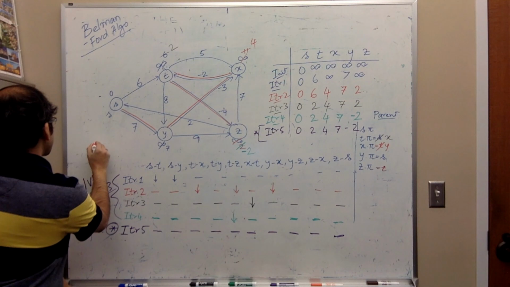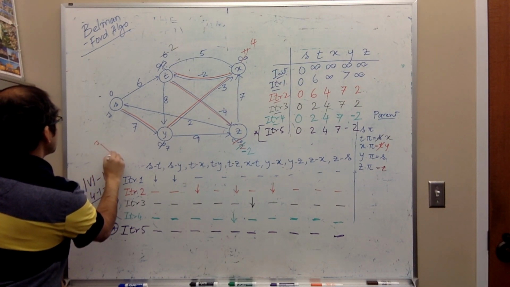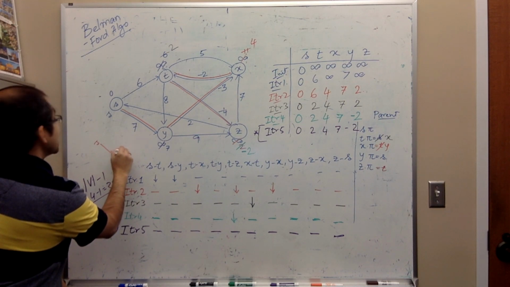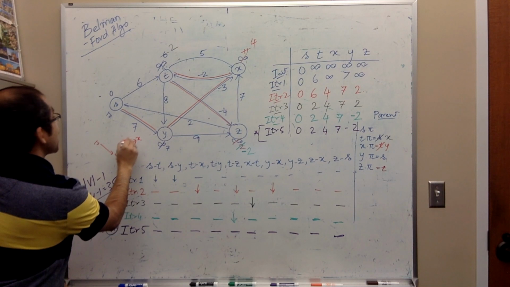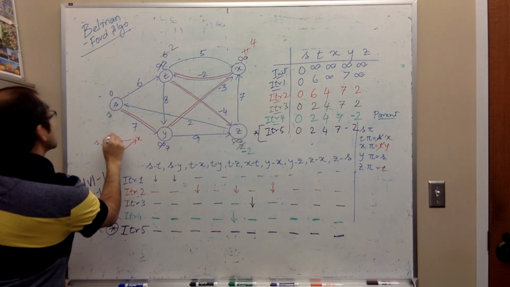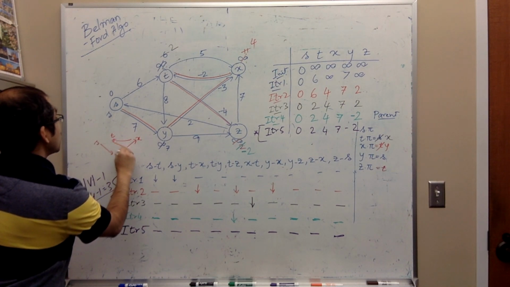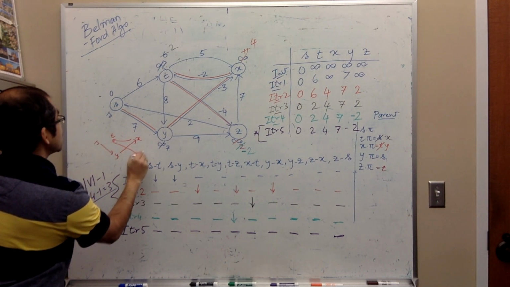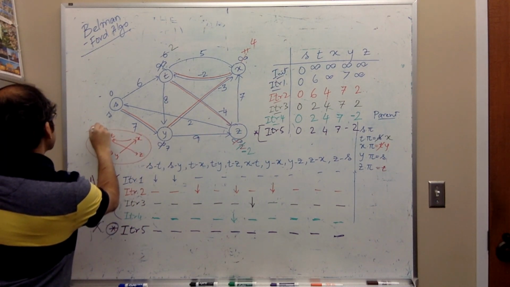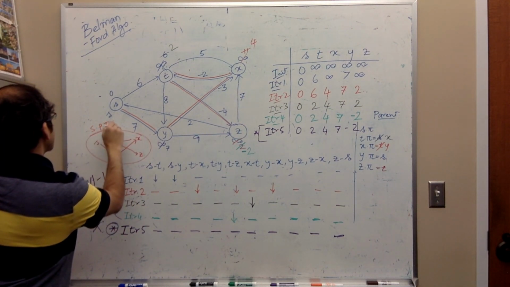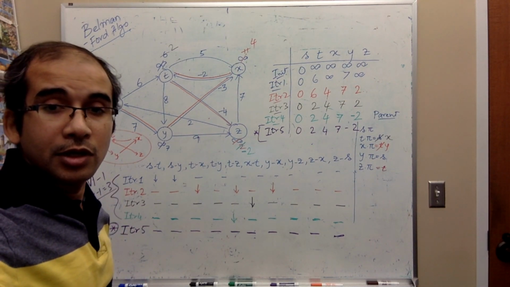So from S you go down to Y, from Y you go up to X, from X you go to T, and from T you go to Z. So this is the shortest path tree of this graph. Okay. I hope you understood. Thank you.